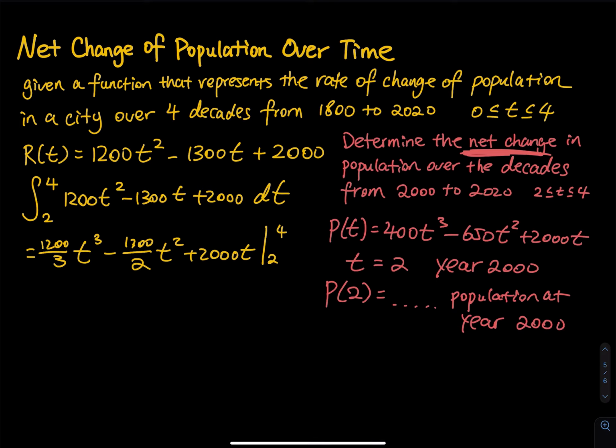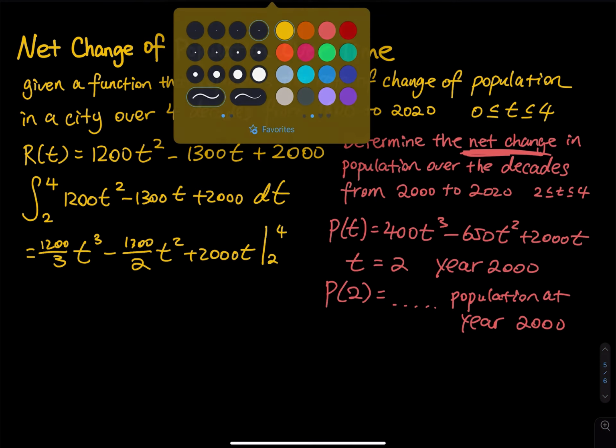However, if you plug in t equals 2 into r of t, that gives you the rate of change of the population. That is not the population, that is the rate of change of population. If you want to know how many people are in the city during the year 2000, you have to plug that into P of t.